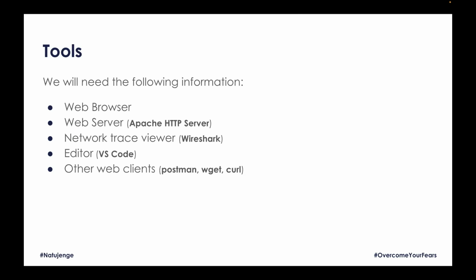We'll also look at a network trace viewer. In this specific case, we'll look at Wireshark. We will also need an editor. I know Wesley uses Atom. I am going to use VS Code. You can use an editor of your choice. And we also have our web clients: Postman, wget, and curl.